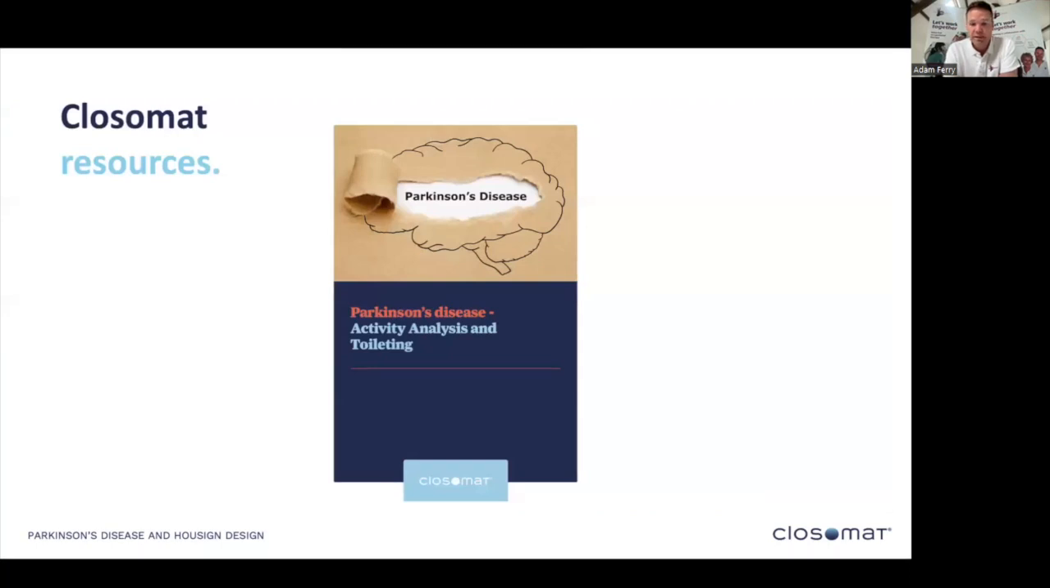We've written an activity analysis and toileting guide for everyone through Closomat, and it's on their website. I've put a screenshot of the front cover there. So there's more detail about activity analysis, specifically things around toileting and some of the things we might recommend from an adaptations perspective for somebody presenting with certain elements within their activity analysis. So it's worth taking a look on the website. I'm sure when Closomat sends you out the link to the webinar, I'm sure they'll be able to also send you the link to where you can find this on their website.